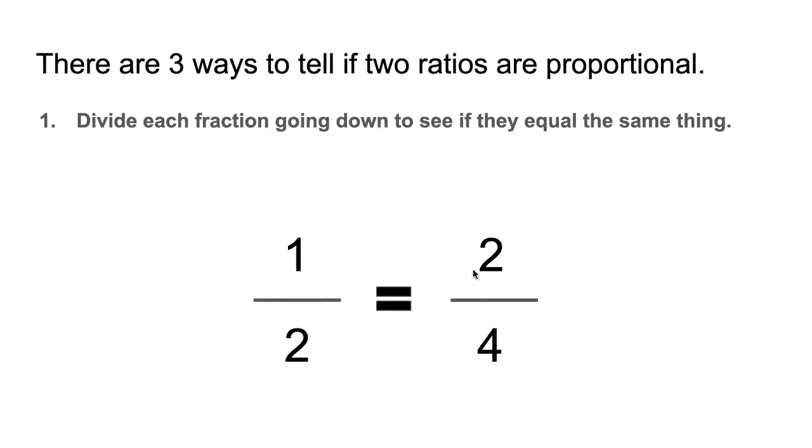Remember, ratios are the same thing as fractions. They're just a comparison of two numbers, 1 to 2, 2 to 4. Now, 2 ways to tell. Number 1, you can divide each fraction going down to see if they equal the same thing. So if we divide going down, we have 1 divided by 2 right here.